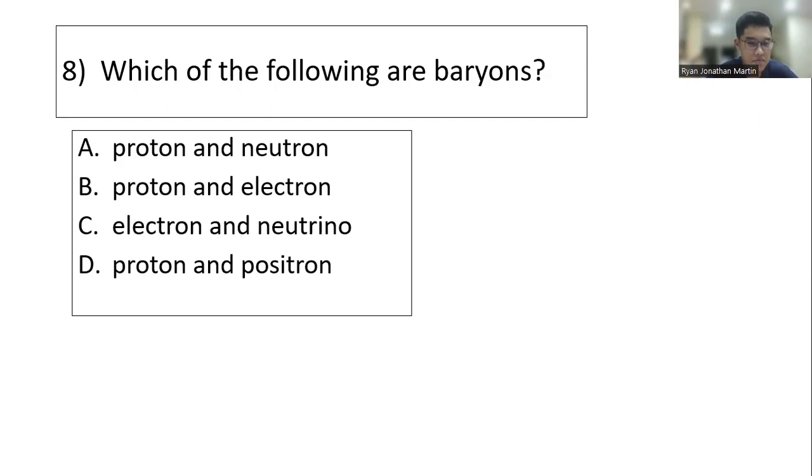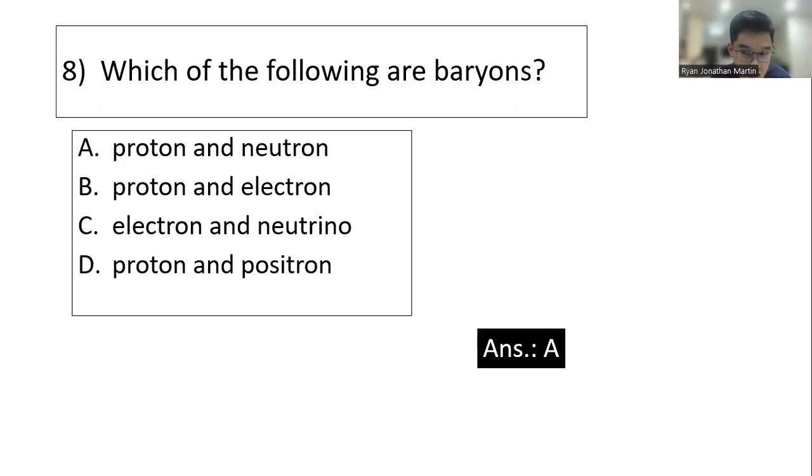Remember, electron is a lepton. So cannot. Neutrino is also a lepton. So I say D, is it D? This is an anti-lepton. A, proton and neutron.